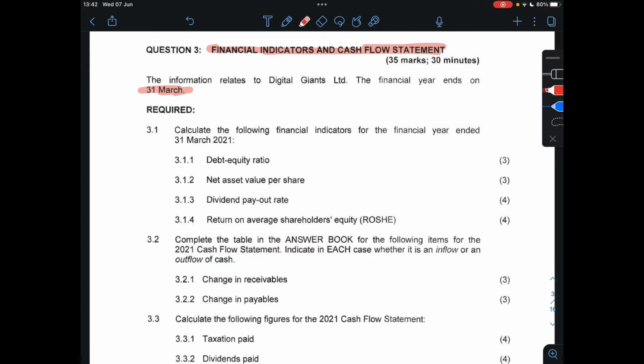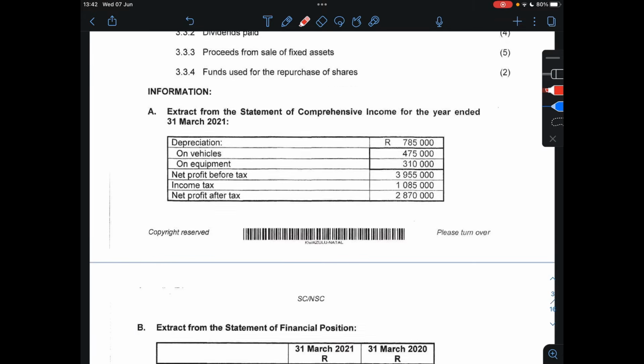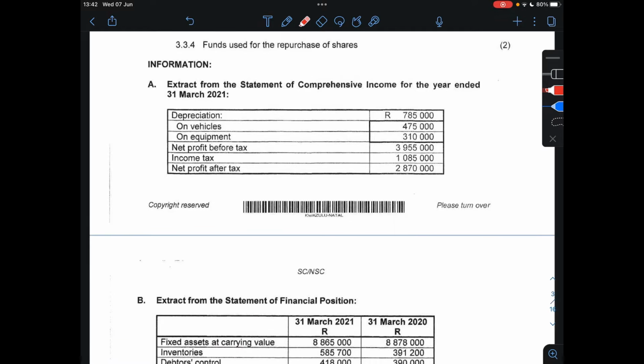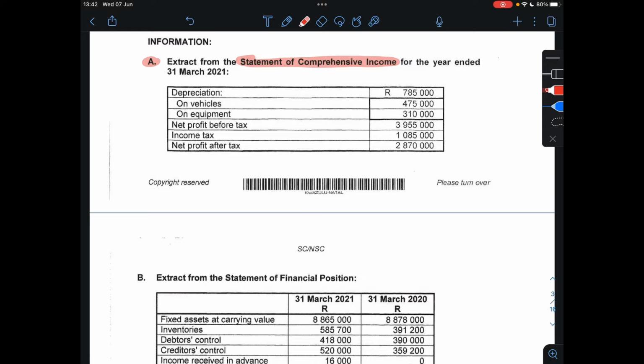We're supposed to calculate the debt equity ratio, net asset value per share, dividend payout rate, return on average shareholders' equity, which is your share. And then the questions go on and on as we will look at all of that. You're given information A, which is your extract from the statement of comprehensive income for the year ended 31 March 2021. You're given your depreciation, your net profit before tax, income tax, net profit after tax, and all of that.